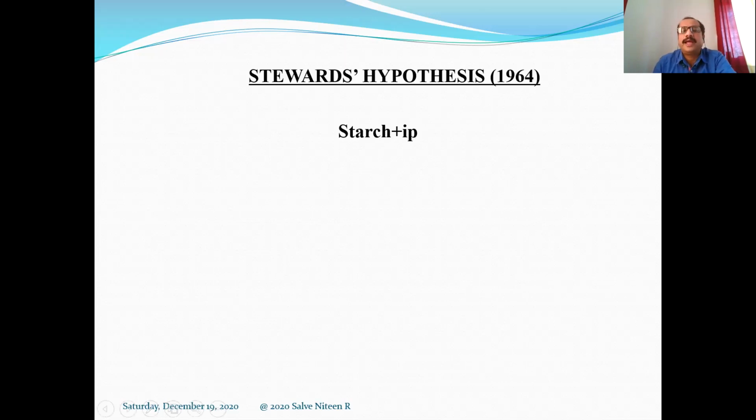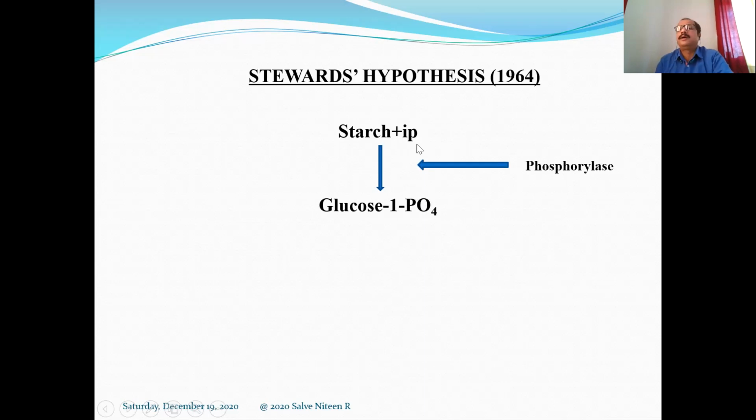According to him, during daytime, starch is converted into glucose 1-phosphate. This is the reaction which is catalyzed by enzyme phosphorylase. You can see here the enzyme. This reaction is called phosphorylation, that is addition of phosphate group. You can see here, phosphate group is added in the glucose at the first carbon position. Here is inorganic phosphate, and that inorganic phosphate is the source of this phosphate group. So during daytime, starch is converted into glucose 1-phosphate with the help of enzyme phosphorylase.